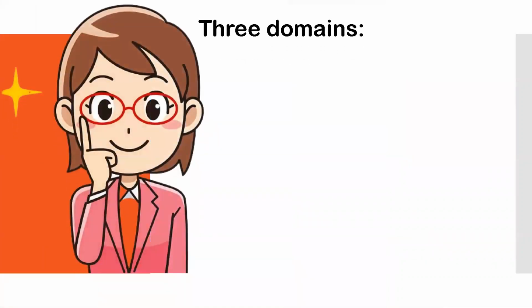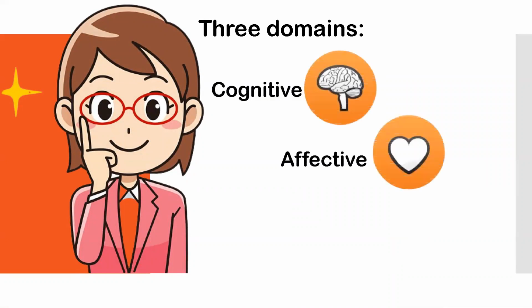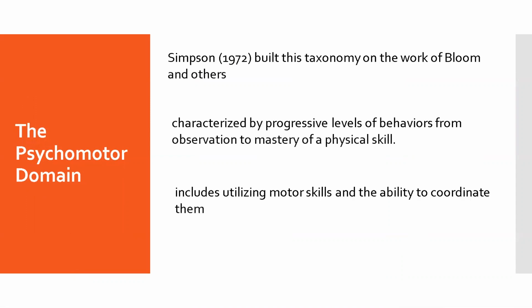A holistic lesson requires the inclusion of all three domains: cognitive, affective, and psychomotor. Our focus for today is the psychomotor domain. Elizabeth Simpson built this taxonomy in 1972 on the work of Bloom and others. This domain is characterized by progressive levels of behaviors from observation to mastery of a physical skill. It includes utilizing motor skills and the ability to coordinate them.